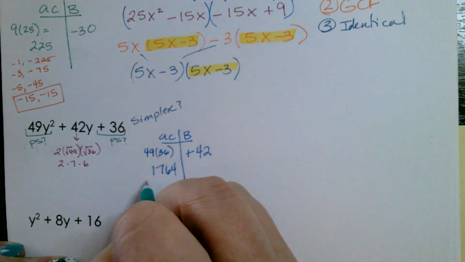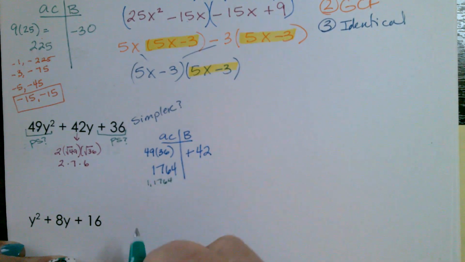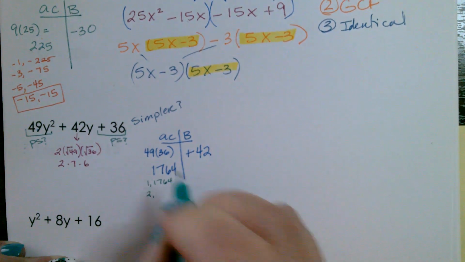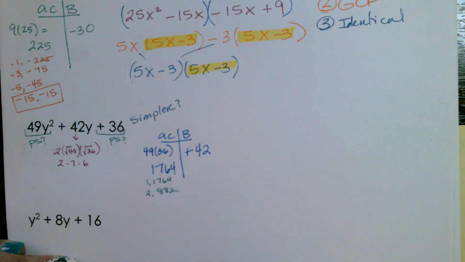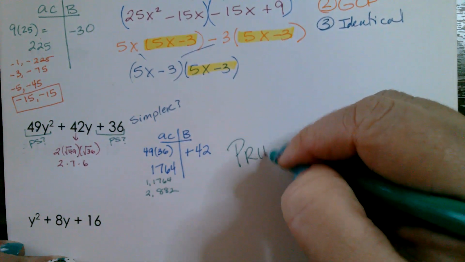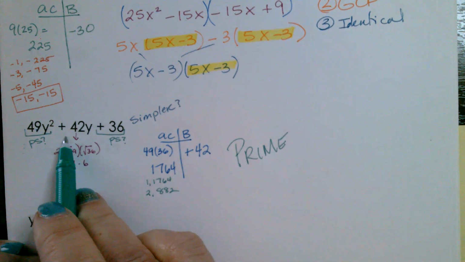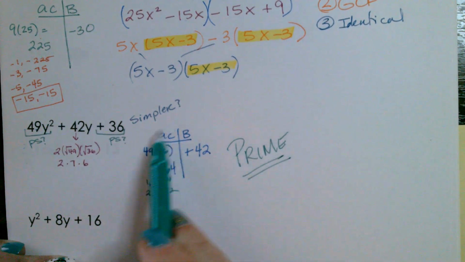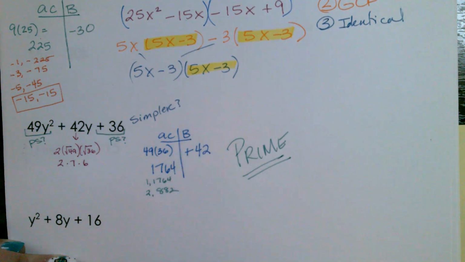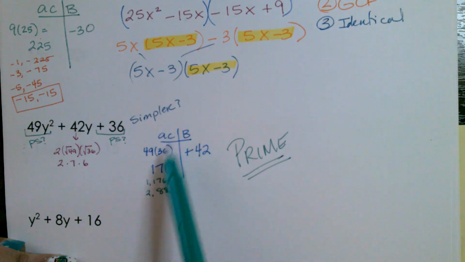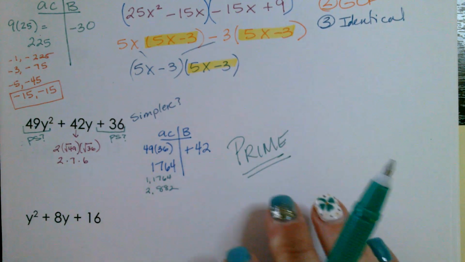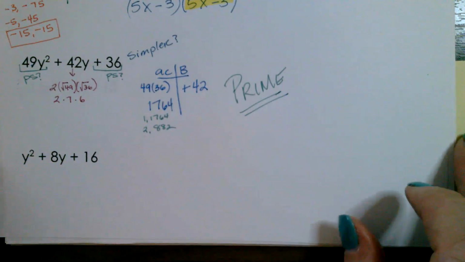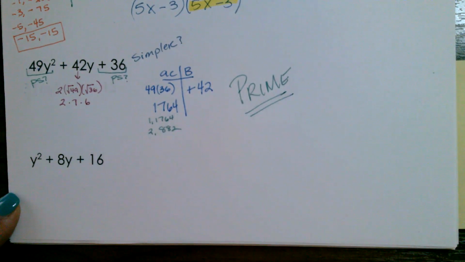Well, we would start with 1 times 1764. No way. We could go with 2 with 882. Then we could test 3. We could test 4 and so forth. I will help you on this one. It is prime. But because it didn't work here, I cannot jump to that conclusion. I need to go to my toolbox and try something else we know. But for time's sake, I would just let you know it is a prime situation there.